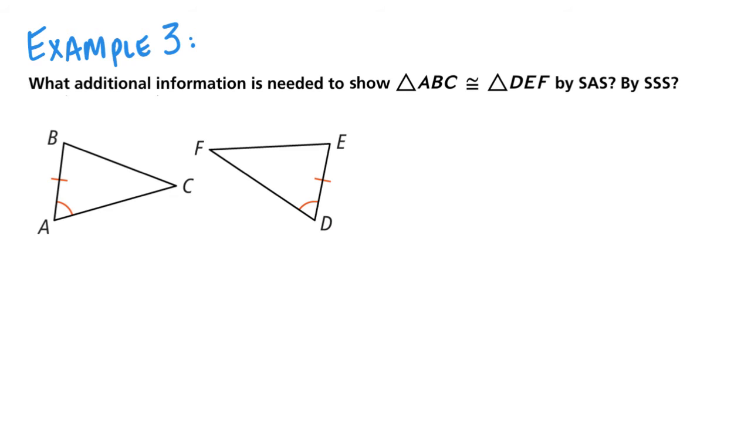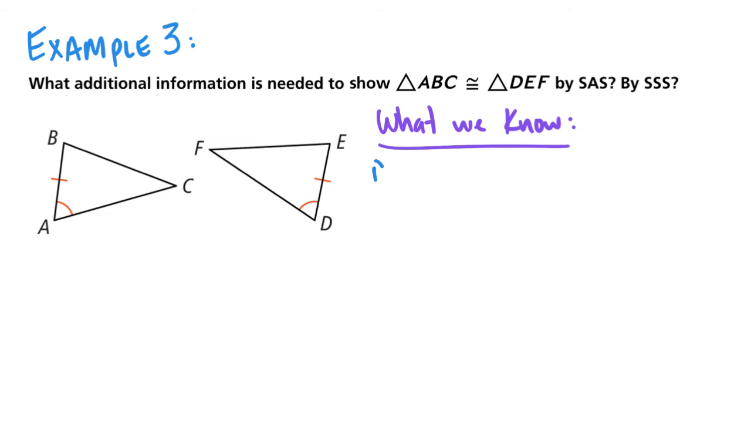Okay, so moving on to the next example. It says, what additional information is needed to show that these two triangles are congruent by SAS? And then we're going to say, well, what if we wanted to do SSS? So let's list out here what we know, what we already know is congruent.